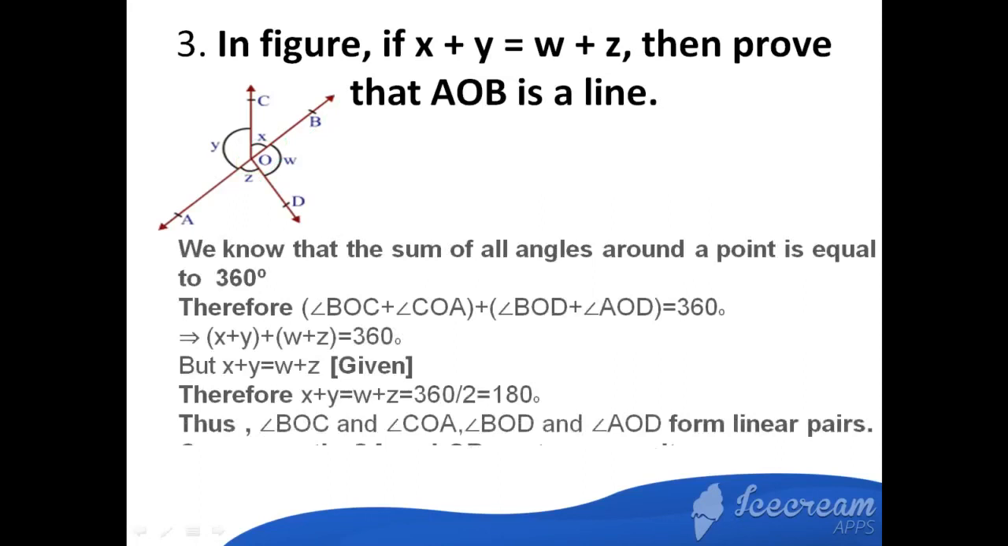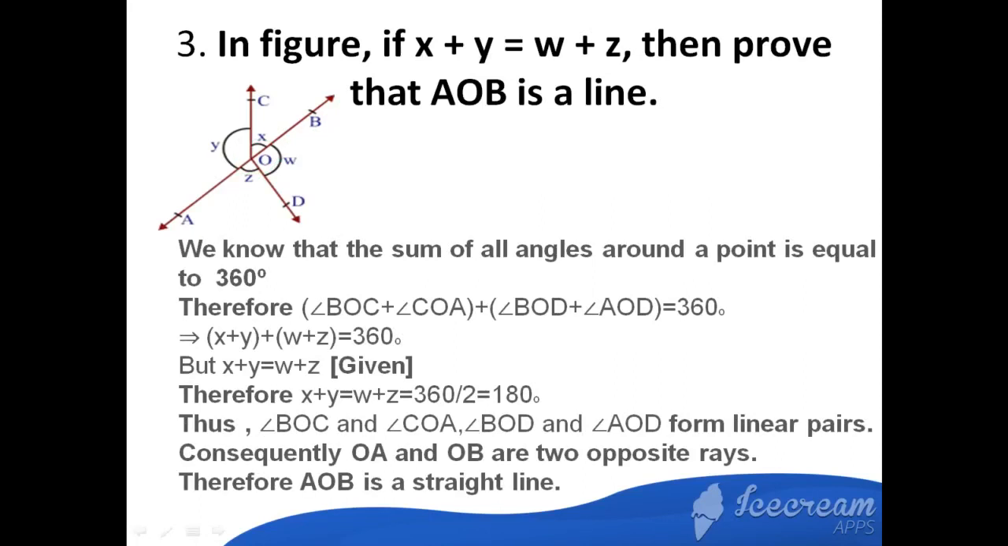Now we know that the sum of all angles around a point is equal to 360 degrees. Therefore, angle BOC plus COA plus angle BOD plus AOD equals 360 degrees. So x plus y plus w plus z equals 360 degrees, but x plus y is equal to w plus z, given in the question. So therefore x plus y equals w plus z equals 360 by 2, which is equal to 180 degrees.